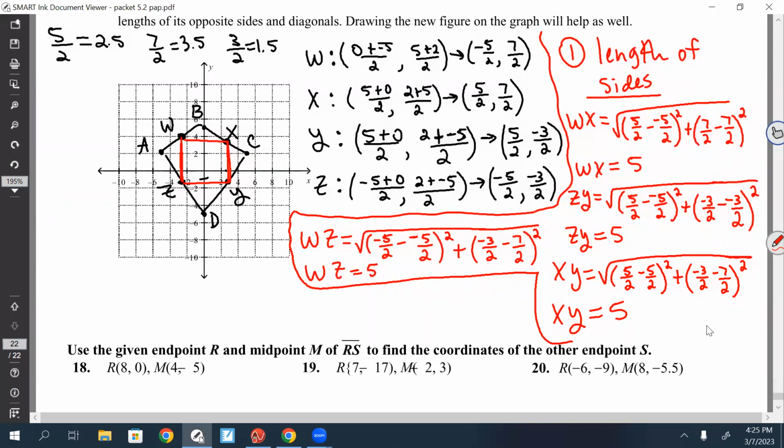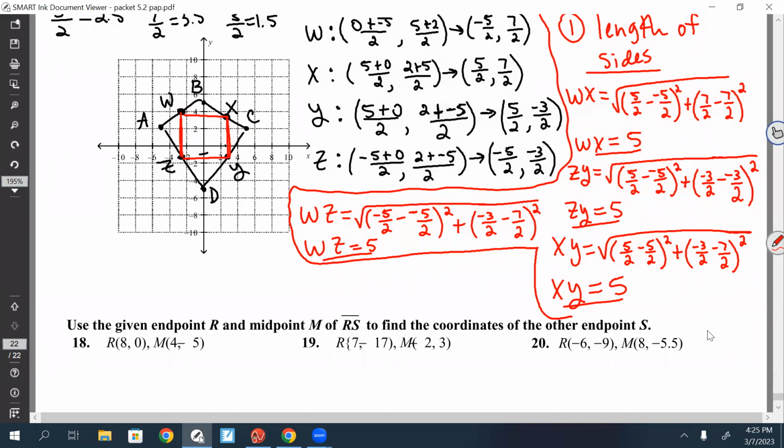So what do you notice about, number one, both pairs of opposite sides? Are they congruent? Yes. Since both pairs of opposite sides are congruent, we have a quadrilateral. And then now, since all 4 of those sides are all the same, we can have either a square or a rhombus. So to tell which one it is, you have to look at the lengths of your diagonals. So right now I'm going to find the lengths of my 2 diagonals, which will be WY and XZ. And if the diagonals are congruent, you have a square. If the diagonals are not congruent, then you have a rhombus.